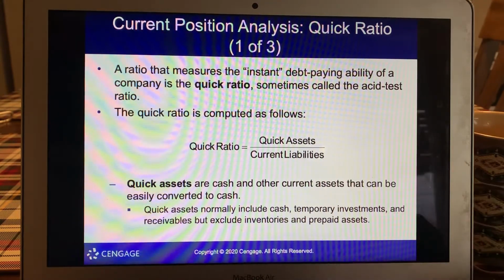So quick ratio is quick assets over current liabilities. Quick assets are cash and other current assets that can be easily converted to cash. Quick assets such as cash, temporary investments, and receivables, but exclude inventories and prepaid assets.